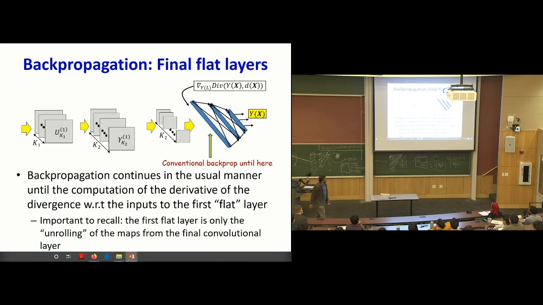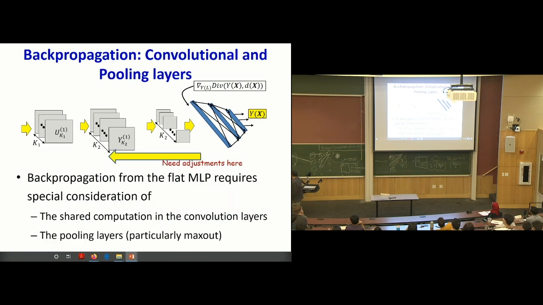So if you perform backprop, you would start off with the final layer. You'd use conventional backprop that we use for multi-layer perceptrons to propagate your derivatives through the network while updating the parameters of the MLP. And eventually, when you get to the input of this flattened network, you're going to have derivatives with respect to the input of the flattened network, which is the output of the convolutional layers, right? And then you can use those. And remember, again, this is important. The first flat layer is only the unrolling of the maps from the final convolution layer, right? And subsequent to that, you're going to pass the derivatives back through the convolution layers.